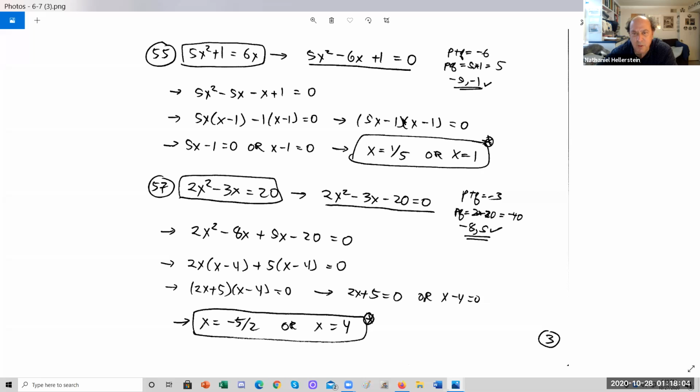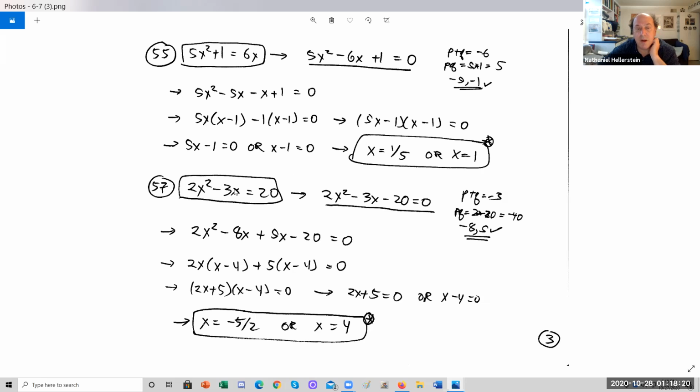So 5x minus 1 times x minus 1 is 0. Therefore, one of these factors is 0. Either 5x minus 1 is 0, or x minus 1 is 0. And this solves to x is 1/5, and this solves to x equals 1. 1/5 or 1 solves this equation.